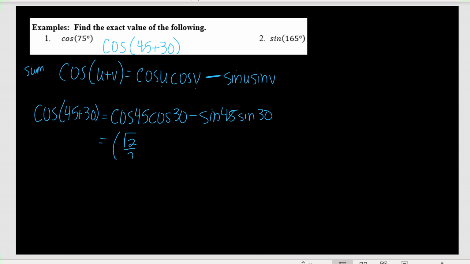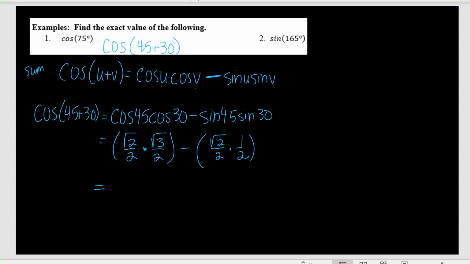All right, what is the value of cosine of 45 degrees? The x coordinate there is square root 2 over 2. What is the value of cosine of 30 degrees? Again, the x coordinate at 30 degrees is root 3 over 2. Those two get multiplied together, minus the product of sine of 45 and sine of 30. So sine of 45 degrees, the y value at 45 degrees, is root 2 over 2. And sine of 30, the y value at 30 degrees, is 1/2.